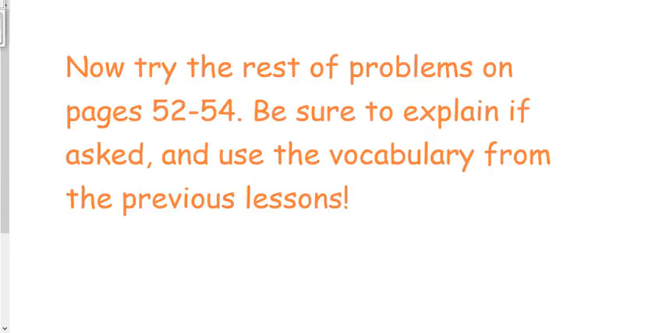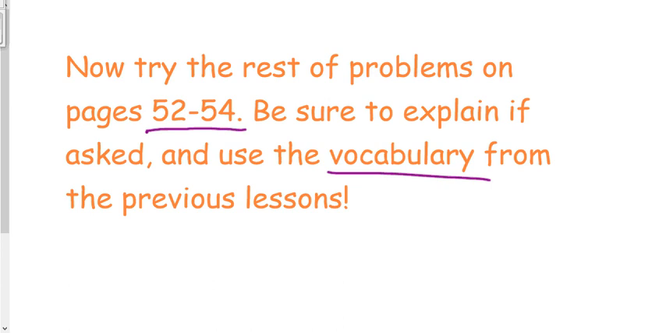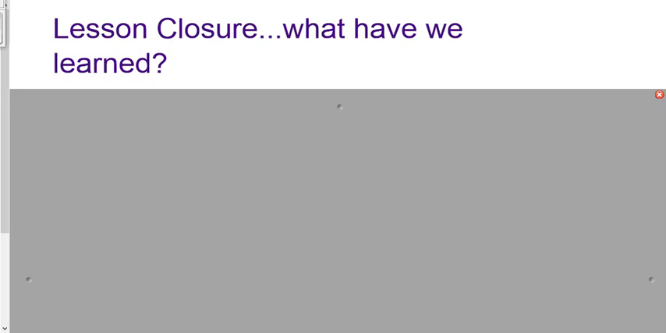I think you guys are going to do great on this. So I want you to do the rest of the problems on pages 52 to 54. They're all very similar to that reflection problem we just completed. Remember, be sure to explain if they ask you. Use the vocabulary. So they rotated about point this. They rotated clockwise. They translated from A to A prime. Make sure you have that notation. Okay, look at your previous lessons if you need to. Okay, you can go ahead and try those now. We'll look at them tomorrow.